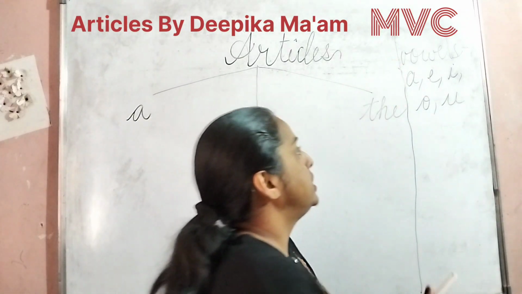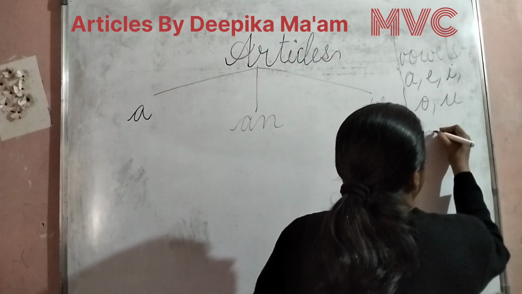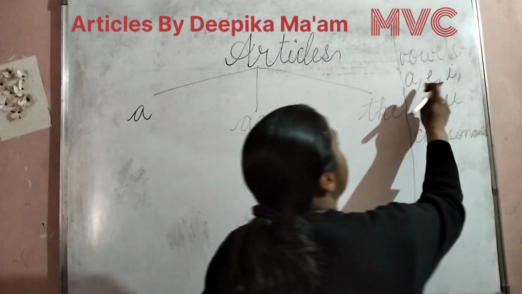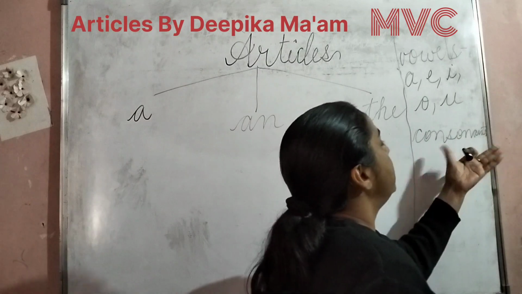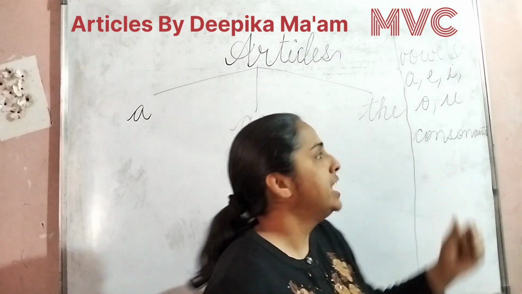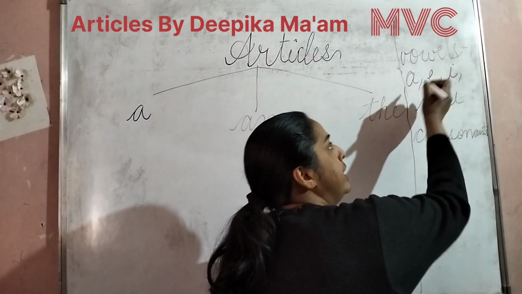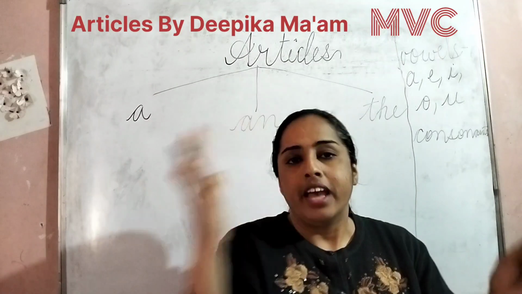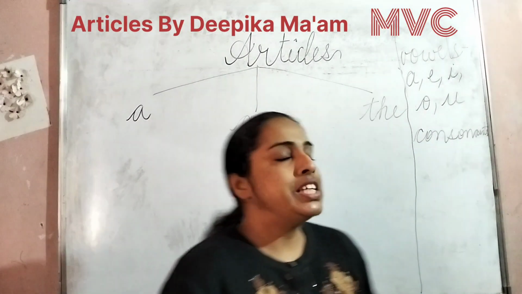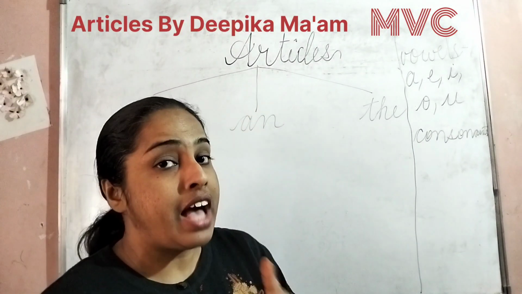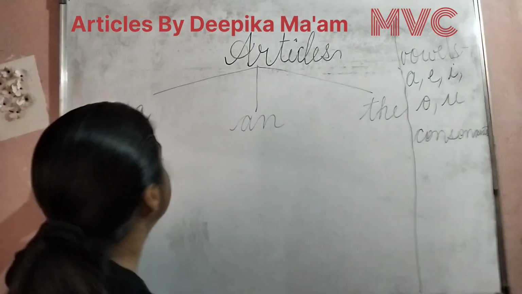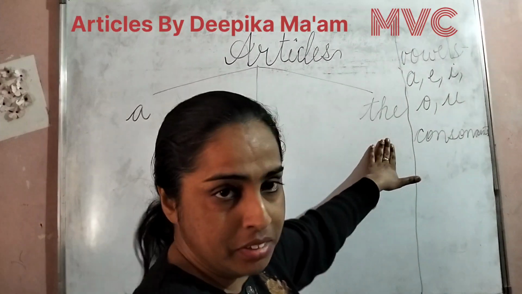Okay. The next part is consonants. Consonants, apart from A, E, I, O, U, the letters which are left in the English alphabets are called consonants. So, if you delete A, E, I, O, U from the English alphabets, the rest of the letters are consonants. So, this is the basic which you need to know for knowing articles. Now, let's see what are articles. Articles are 3 words: a, an and the.